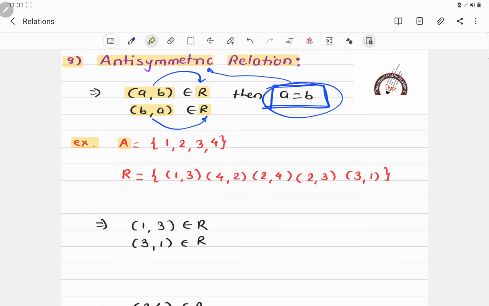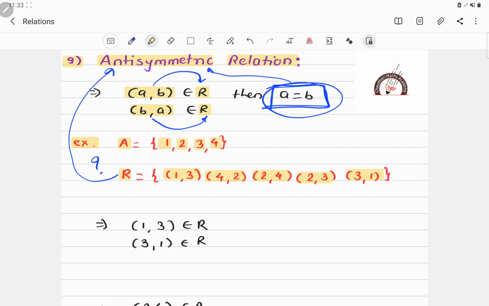If I say this is the set A with the elements 1, 2, 3, 4, and let's say this is the relation which is given. First ordered pair is 1, 3, second is 4, 2, then 2, 4, then 2, 3, then 3, 1. These are the different ordered pairs present in that relation. Now our job is to check whether this is anti-symmetric or not.